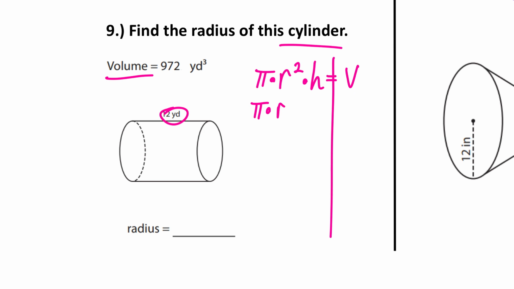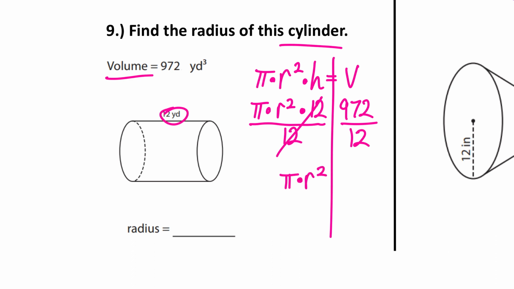All right, so here's how I'm going to do this. Pi times r squared, I don't know the radius, times what's the height? 12. And the volume? 972. All right, now we're solving for r. So the first thing I'm going to do is divide both sides by 12. Cancel those 12s out. Pi times r squared equals, what's 972 divided by 12? 81.